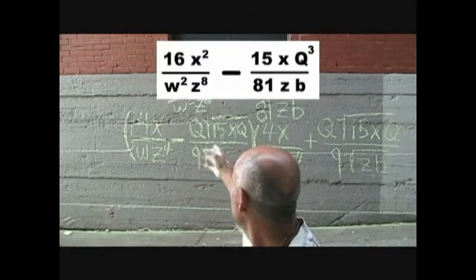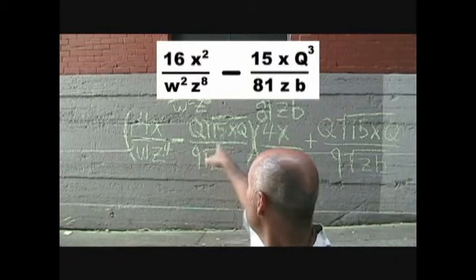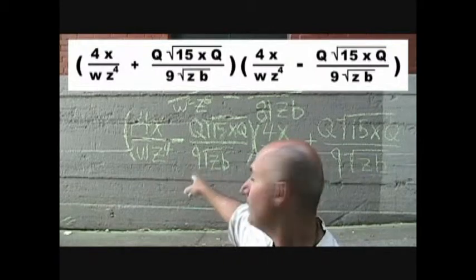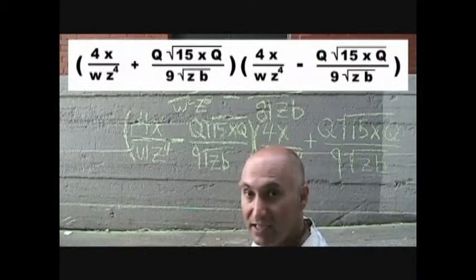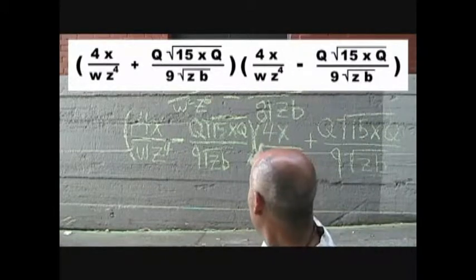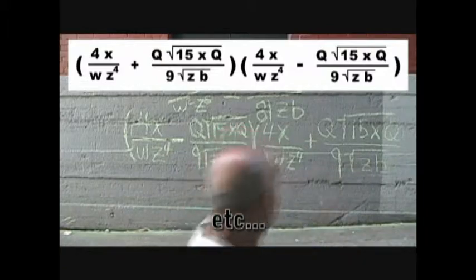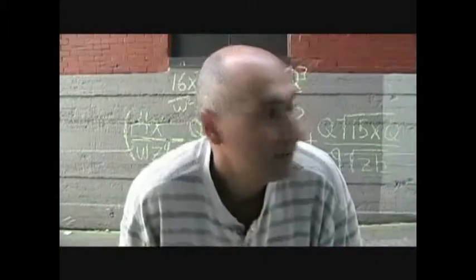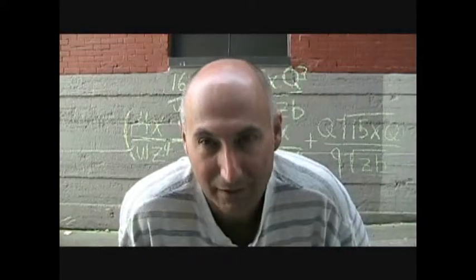Anyway, square root of 16, x squared over w squared z to the power of 8 is just going to be 4x divided by w z to the power of 4. Same thing on the other side, so that's what we have over here. And square root of 50. Now, you're not going to get anything like this, right? Anything silly like this. Hopefully you won't get anything silly like this.